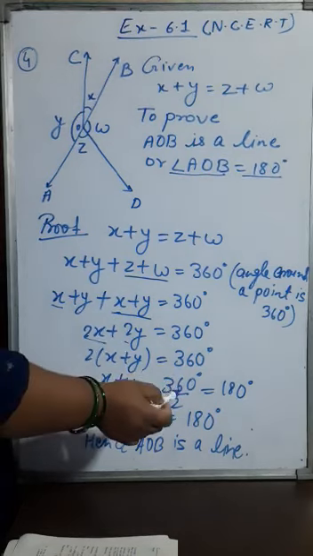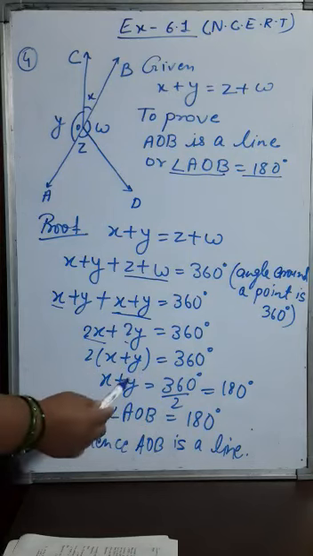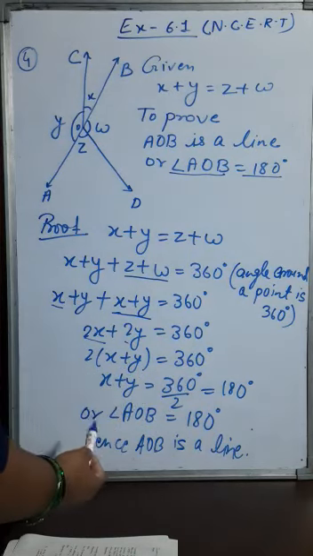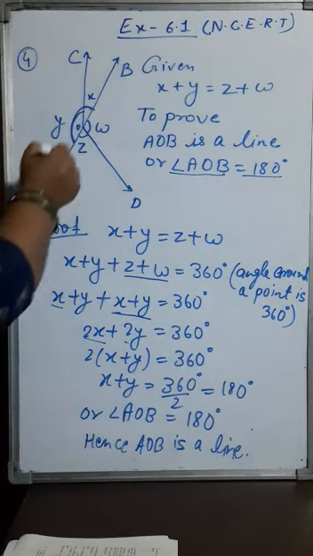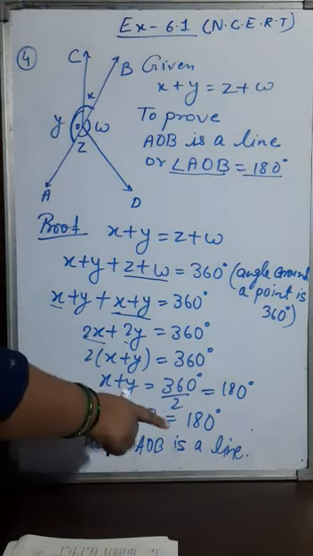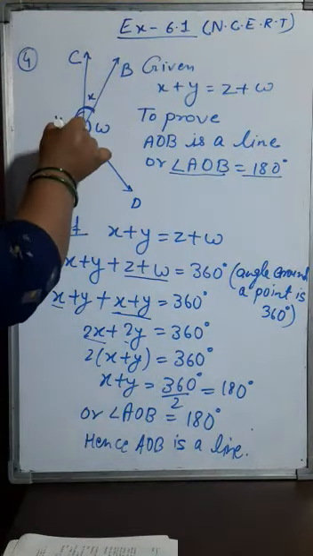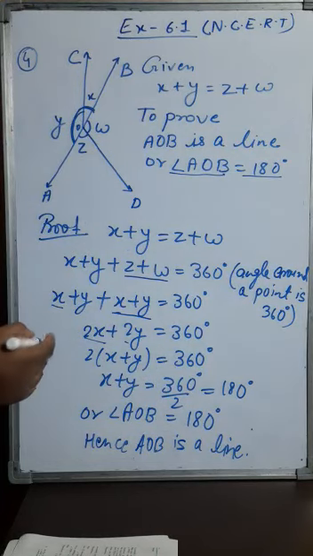So x plus y is equal to 360 by 2, or we are getting x plus y is equal to 180 degrees. So x plus y forms a line AB, or angle AOB we are getting 180 degrees, which proves that AOB is a line.